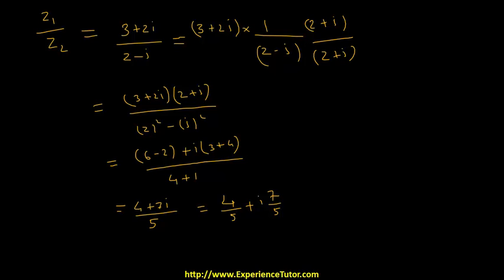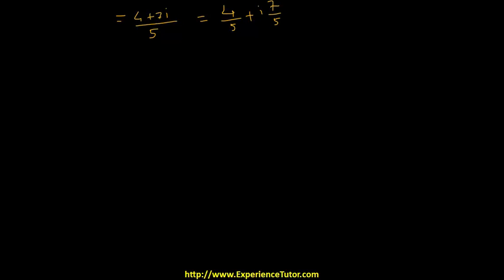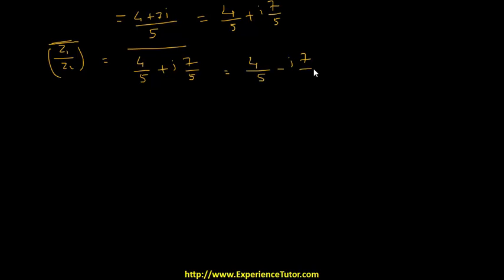Therefore, now if we put the conjugate of z1 upon z2, this is the value of z1 upon z2, so the conjugate will be the conjugate of 4 upon 5 plus i 7 upon 5, whose conjugate will be 4 upon 5 minus i 7 upon 5. Now in RHS we have to find the conjugate separately.